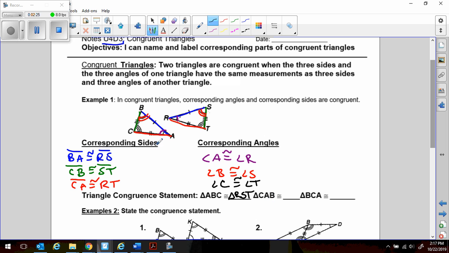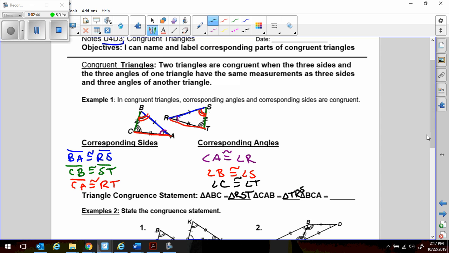Now, if they put it in a different order, like they say start with C, and then go to A, and then B, they're telling you to put the next one in a different order. C is corresponding to T. Don't forget the triangle symbol, T. And then we went to A, that's corresponding to R. And then our last letter is S. We don't have a choice.